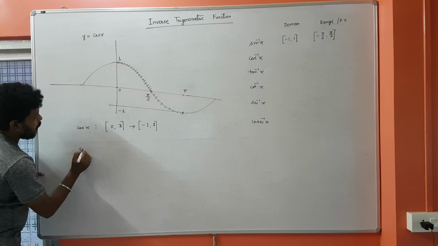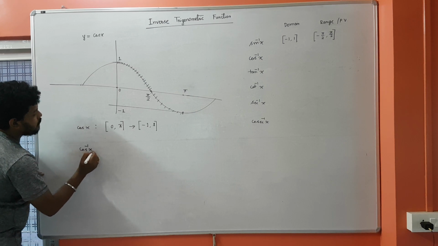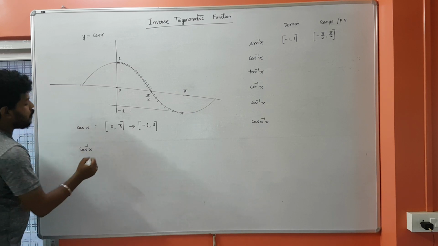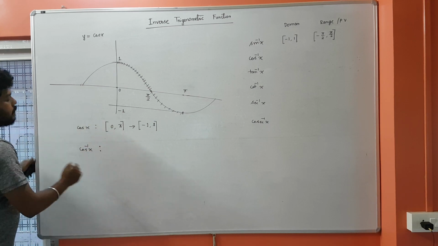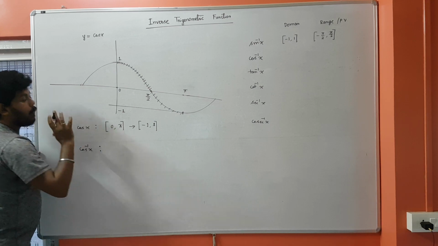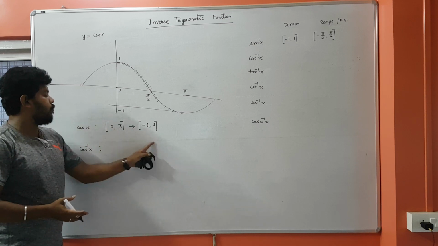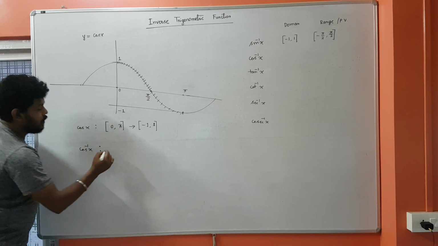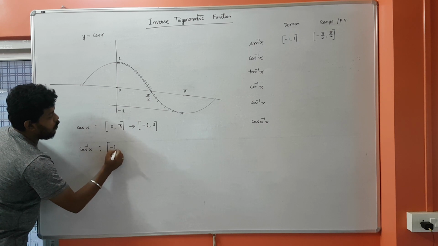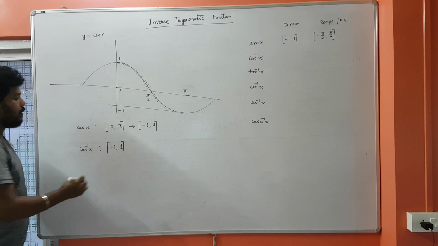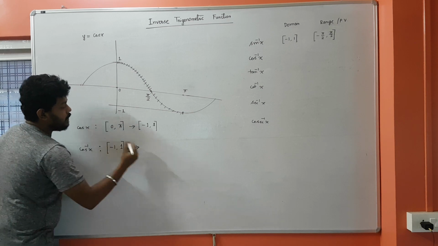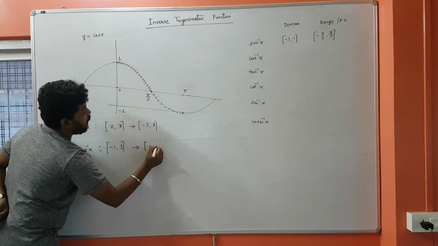Now, if I find cos inverse of x, the range and domain of cos x will switch. Now, range of cos x is -1 to +1, it becomes its domain, and domain of cos x is 0 to pi, it becomes its range.